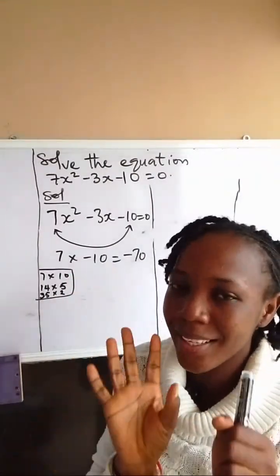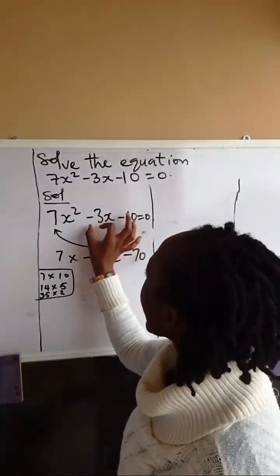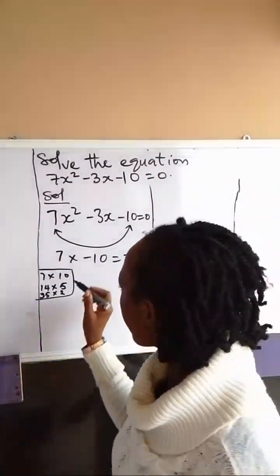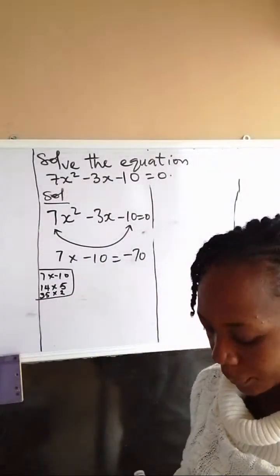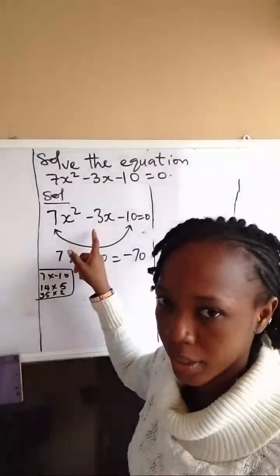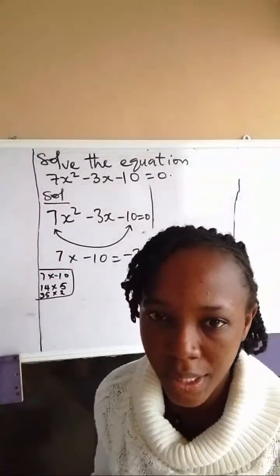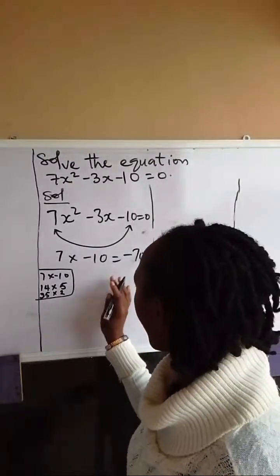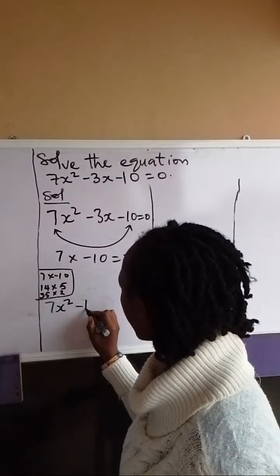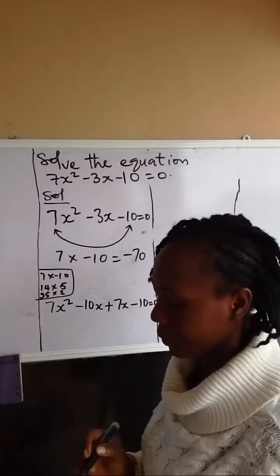Now, knowing that is one thing, and knowing where to put the sign is another. For us to get a minus 3, the minus has to be with the 10, because minus 10 plus 7 gives us minus 3, and when we multiply them, it gives us negative 70. Can you see that? So we have 7x squared minus 10x plus 7x minus 10 equals 0.